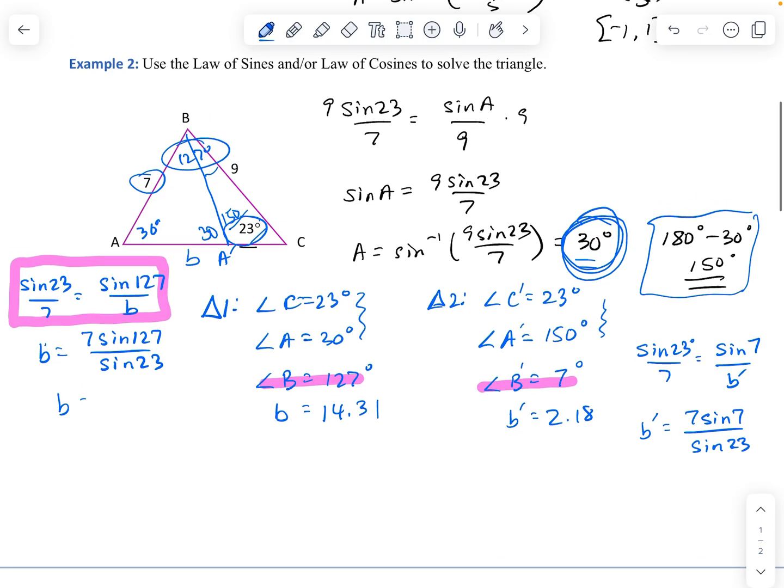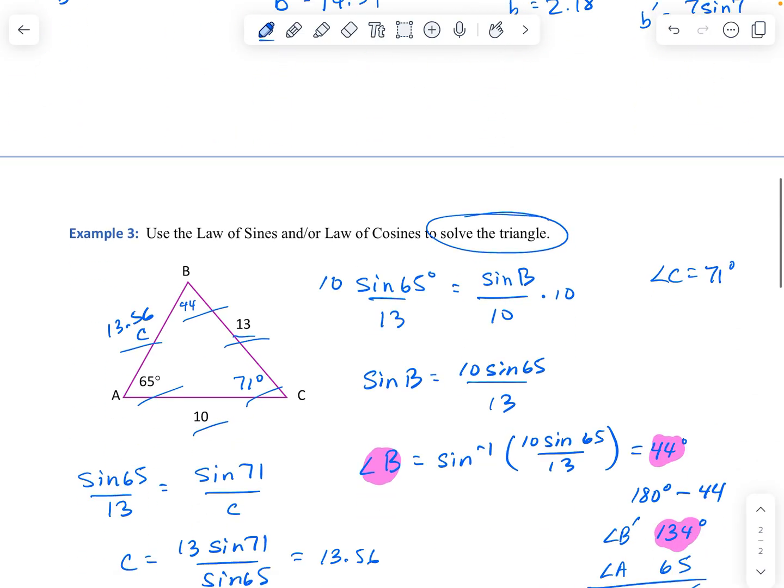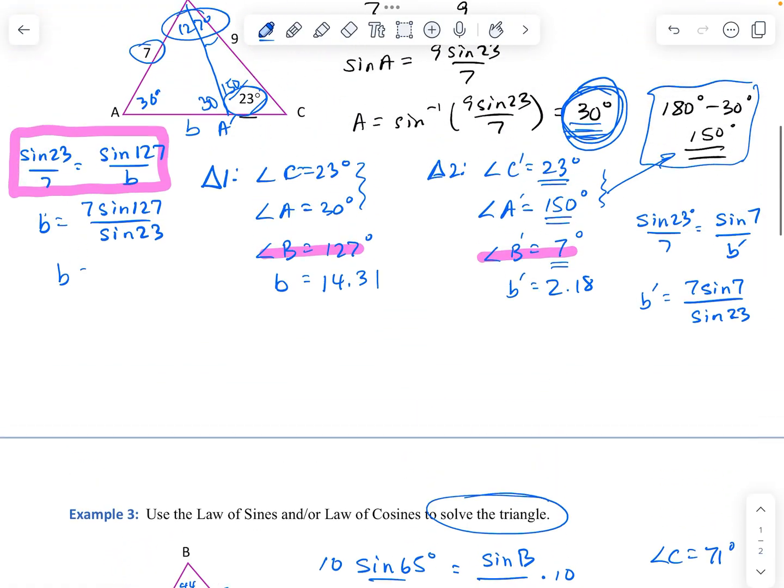When we did it up here, we got 30. We did 180 minus the 30, we got 150. So then we had our original angle of 23, and we got our 150 degrees that we just solved for. And there was still enough, less than 180. There were 7 degrees still available. So that's why a second triangle exists. Make sure you understand the difference between these two.